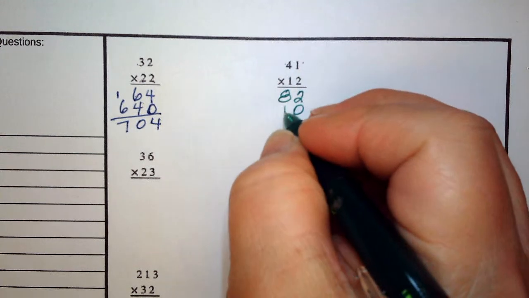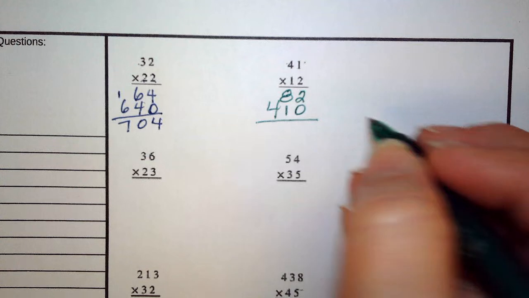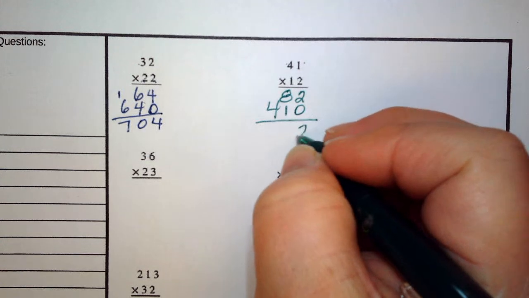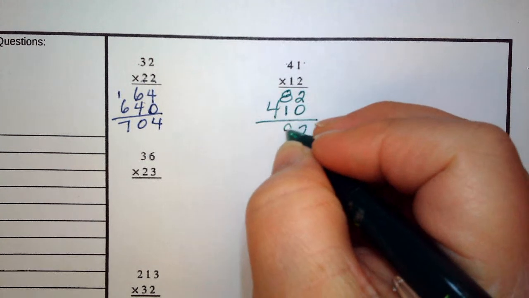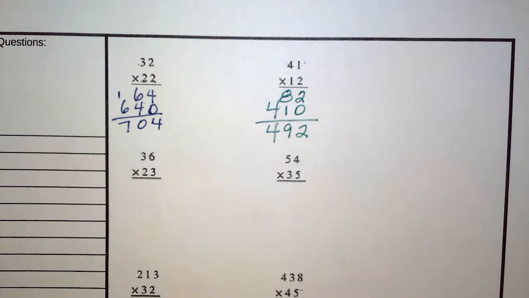1 times 1 is 1. 1 times 4 is 4. I add them together. 2 plus 0 is 2. 8 plus 1 is 9. There's nothing to add to the 4, so I bring it down. If you're struggling, pause the video, back it up a little bit, and watch as we do it again.